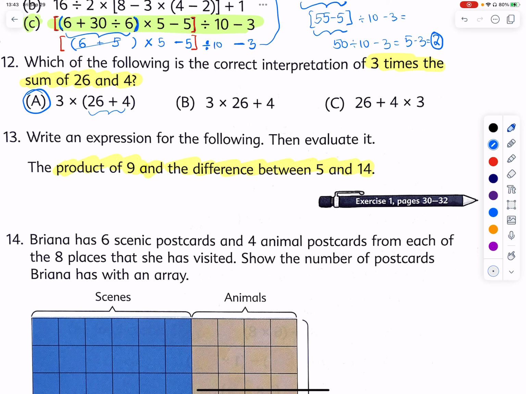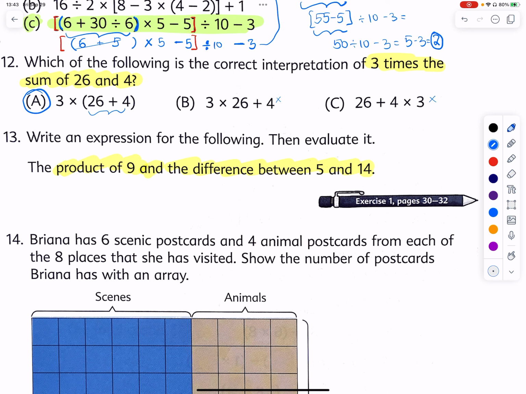Here is how I would read B and C in English. Example B, I would read 3 times 26 increased by 4. And example C, I would read 26 and the product of 4 and 3. Very different math than what we were asked to do. Therefore, A is the only correct answer.